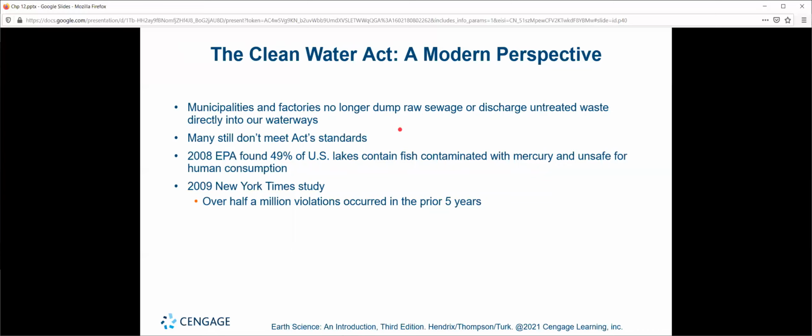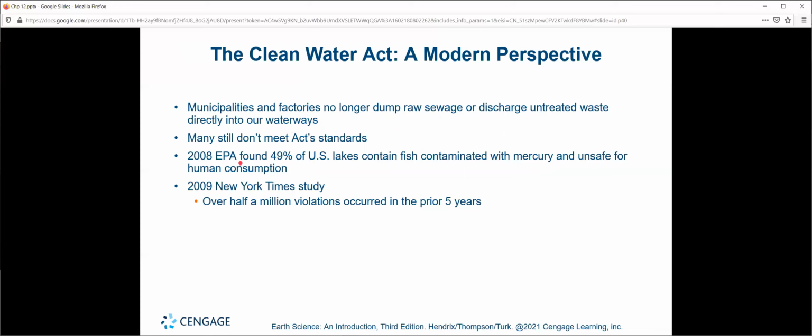So what do we do about this? The sad fact of the matter is the Clean Water Act needs to be enforced. Business owners aren't, out of the goodness of their heart, going to spend more money on something that doesn't produce more profits. The Clean Water Act is only going to go as far as you push it.